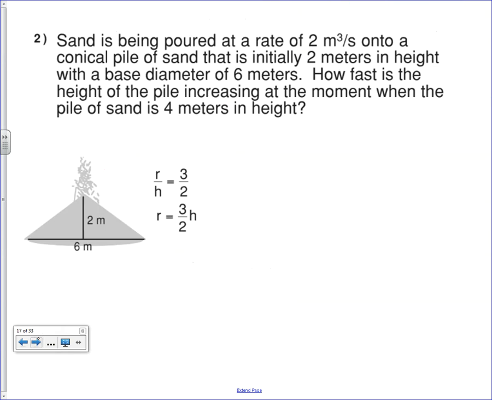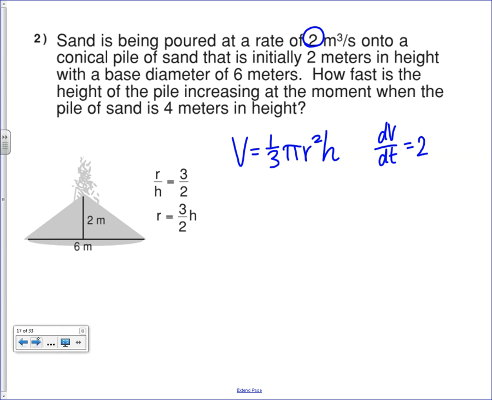Okay, moving on. Number 2, I have sand being poured. Well, sand being poured, you can see the shape there, that's a cone, and this would be the volume of a cone. And the formula for volume of a cone we have used looks like this. Okay, so let's go ahead and take a look. Sand is being poured at a rate of 2 meters cubed per second onto a conical pile of sand. That is dV/dt, and that is 2. That's this number right here.